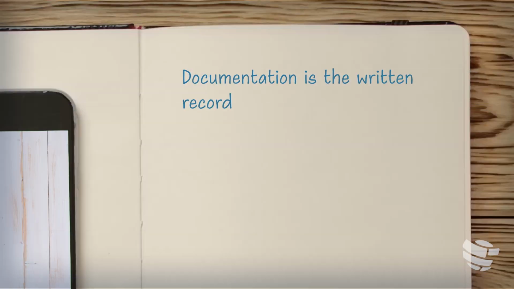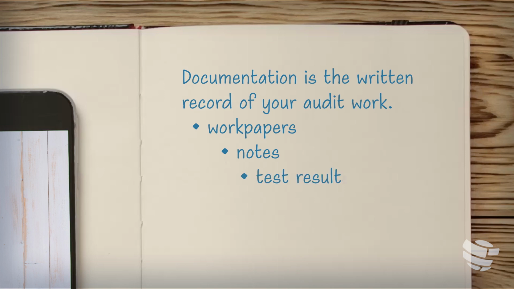Documentation is the written record of your audit work. This includes your work papers, notes, test results, screenshots, and summaries. It's the story of what you tested, how you tested, and what you concluded. In short, it's your audit trail, proof that you did the work and how you got to your results.